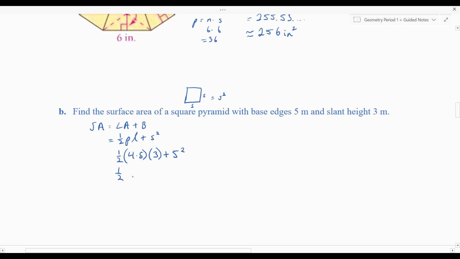Cleaning this up, it's 1/2 times 20 times 3. 5 squared is 25, right? This comes to be 30 over here plus 25, and 30 plus 25 equals 55, and our units are in meters, so it's 55 square meters.